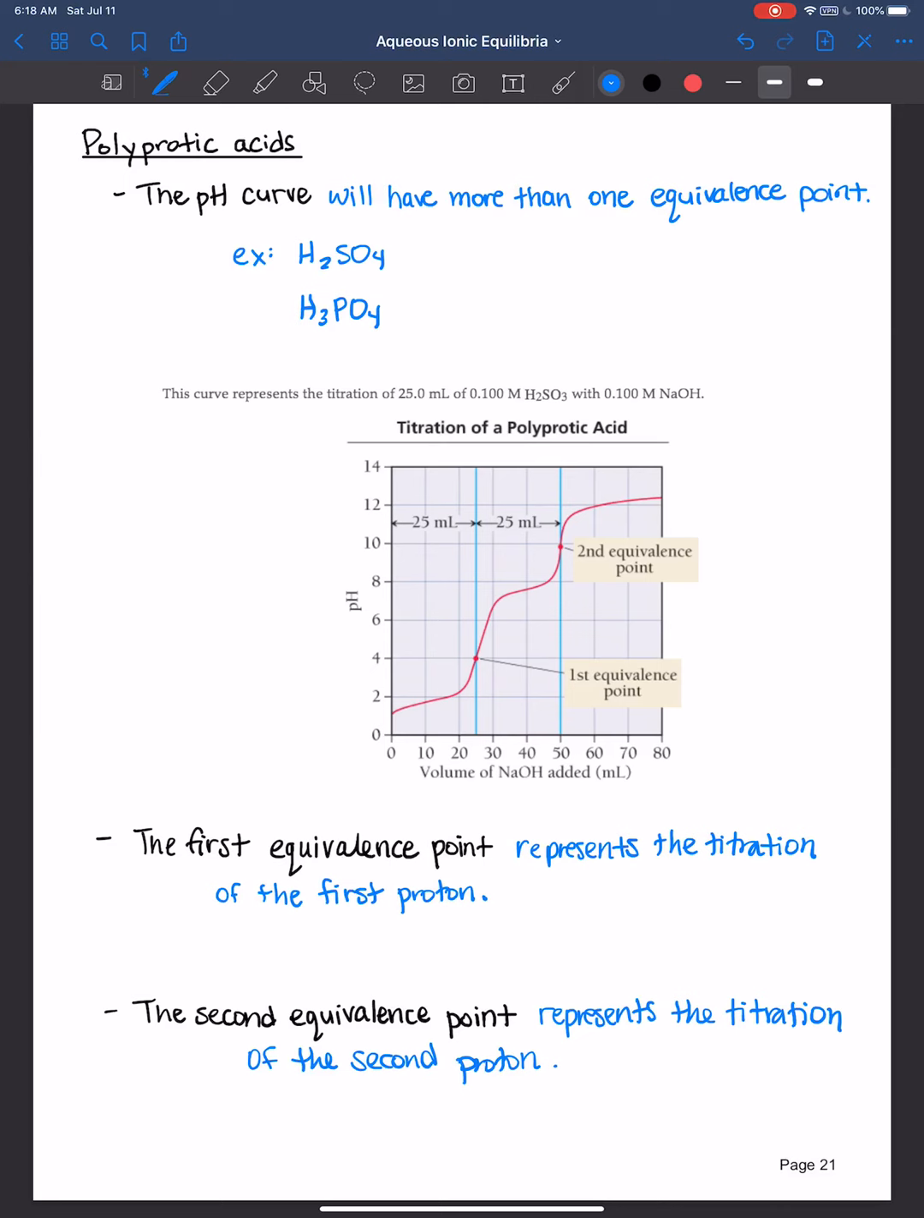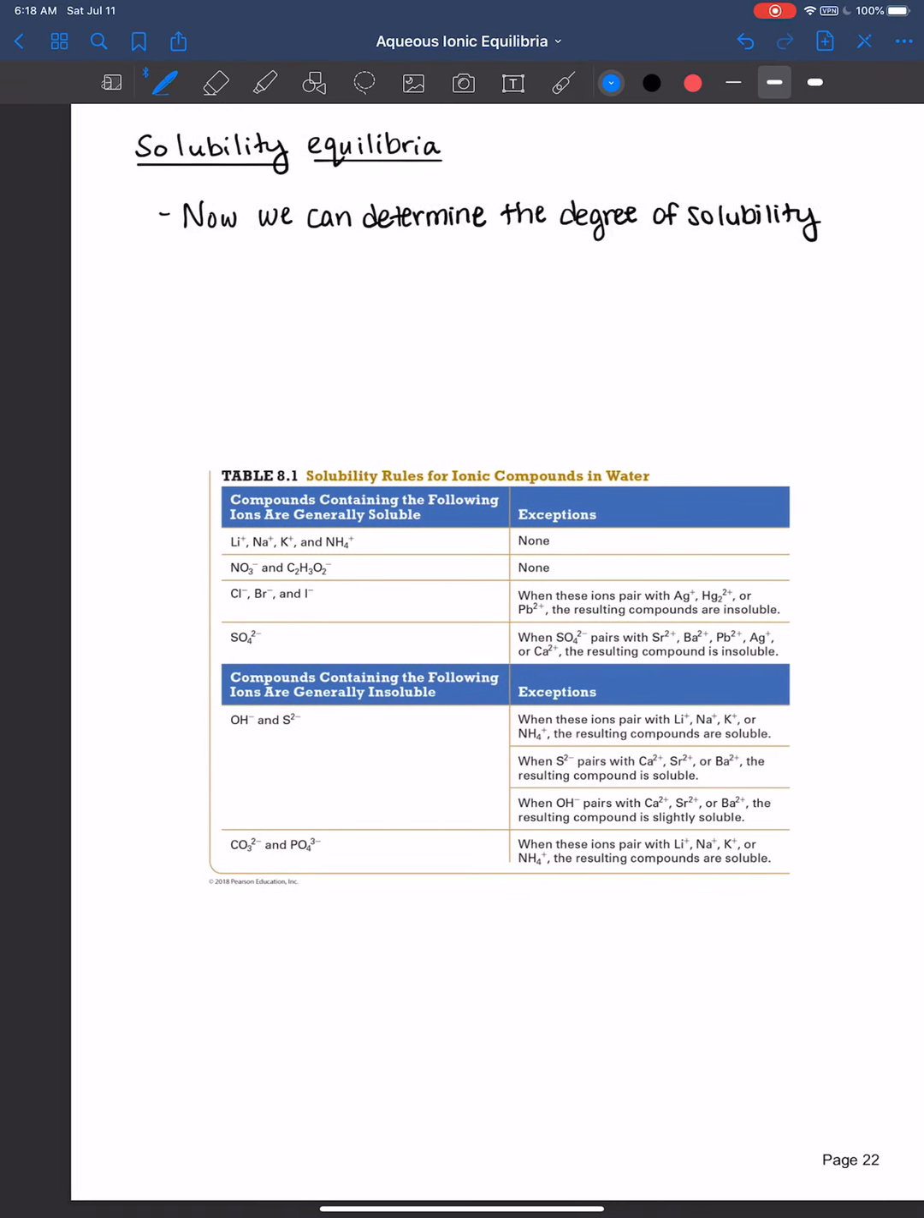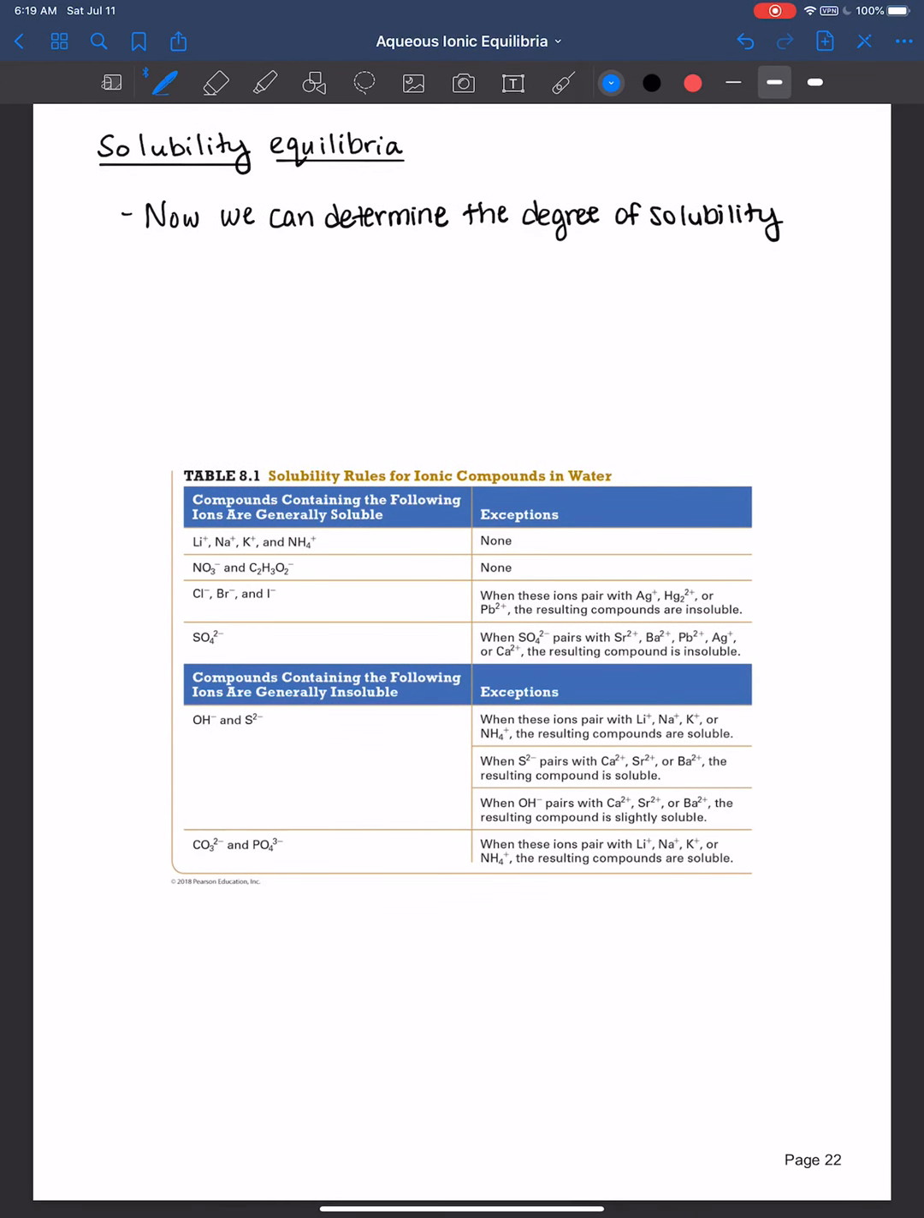So if you're taking my class, do not worry, you will not have a polyprotic acid titration curve. I wanted to just show it to you. Some of you may go on to take analytical chemistry, and you definitely will be working with polyprotic acids then, using the skills that you've learned from my class for pH curves and titrations for these more advanced topics. All right, so I wanted to begin with solubility equilibria now.